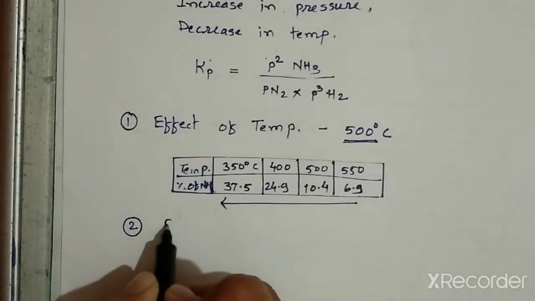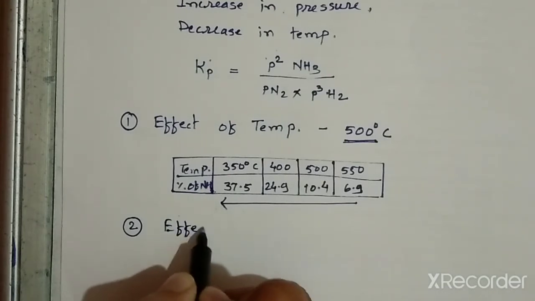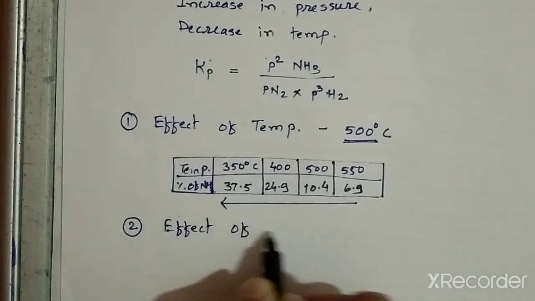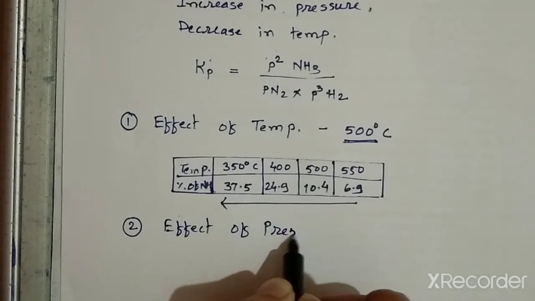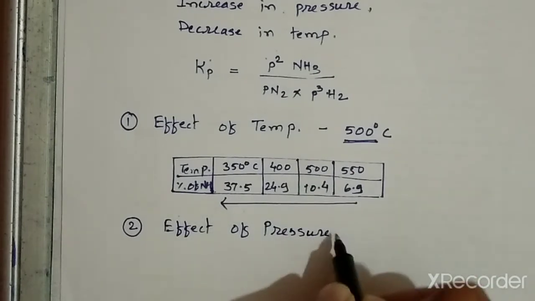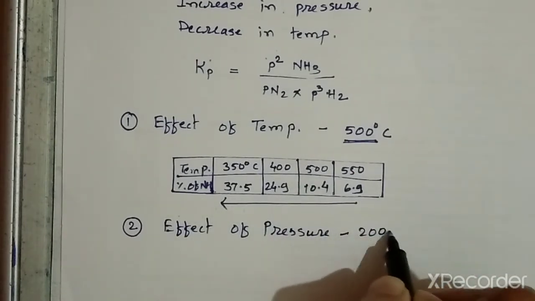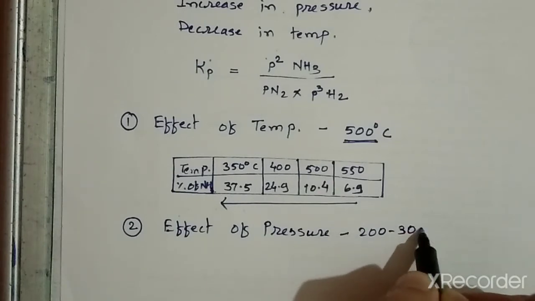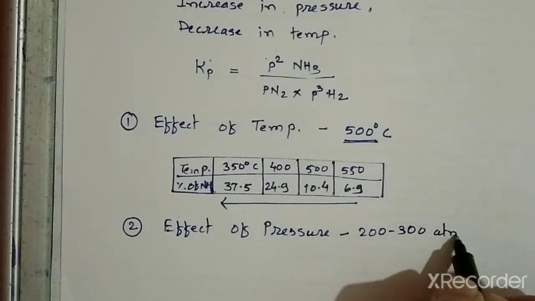Second, we are going to see the effect of pressure. This effect of pressure is nothing but that the formation of ammonia takes place at 200 to 300 atmospheric pressure.